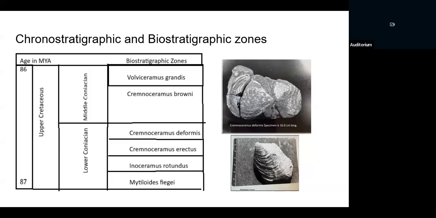So you start on the bottom here with these Mytiloides inoceramids. And as you go up the section, you can see these things getting bigger, more coarse ornamentation in them. So this one up here is a Cremniceramus deformis, which would tie in here. And then when you get into the middle Coniacian, you get these Cremniceramus browni and Volviceramus grandis. These things get to the size of basketballs. So there's a gradual change as you go up in terms of the size and the shape of these inoceramid bivalves.